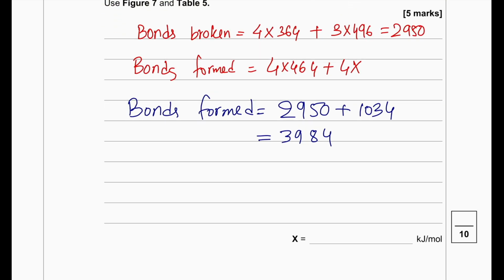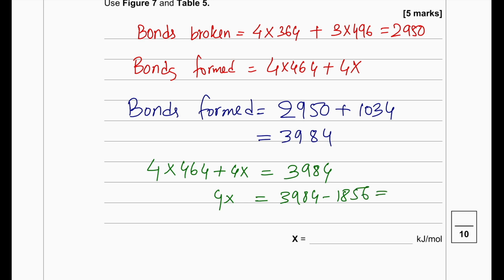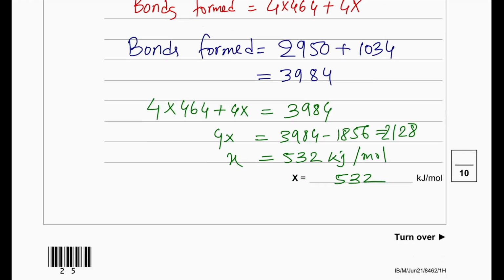Now, since we have the value for bonds formed, we can calculate 4 times 464 plus 4X equals 3984. When we take it to the other side, 4X is equal to 3984 minus 1856, which is equal to 2128. So X is equal to 2128 divided by 4, which is 532 kilojoules per mole. So our S double bond O has 532 kilojoules per mole energy.